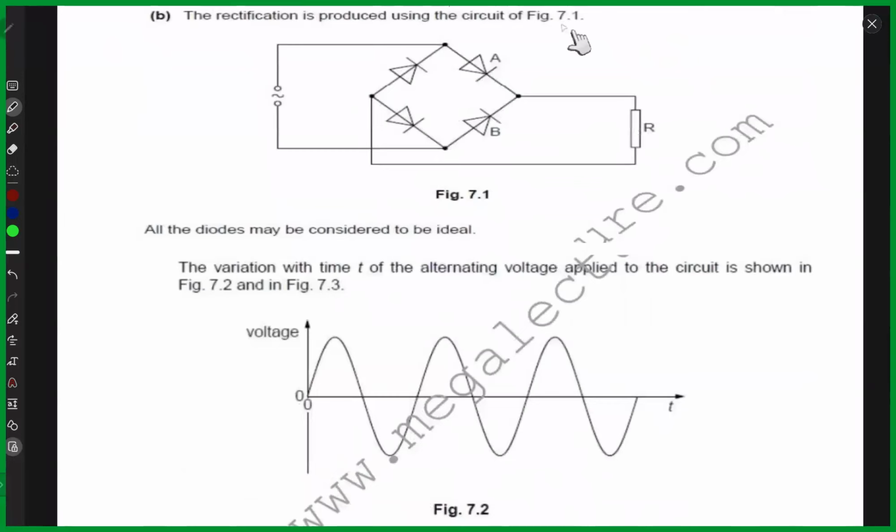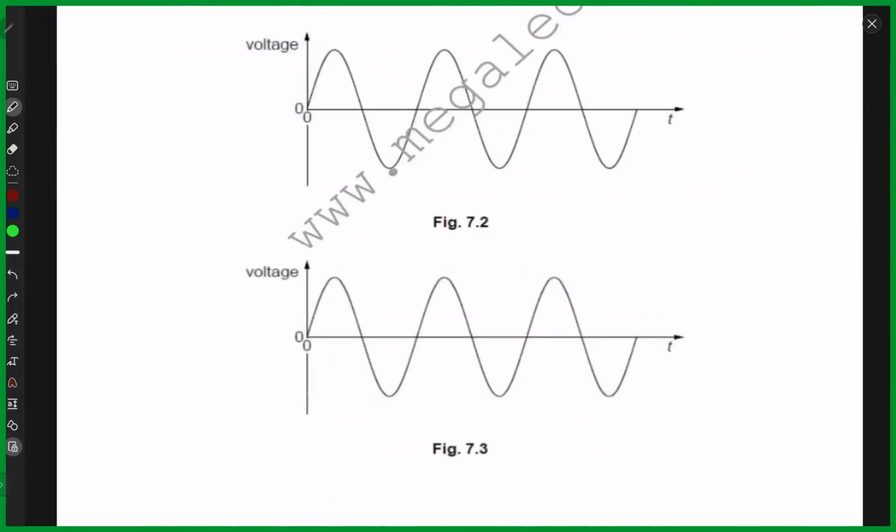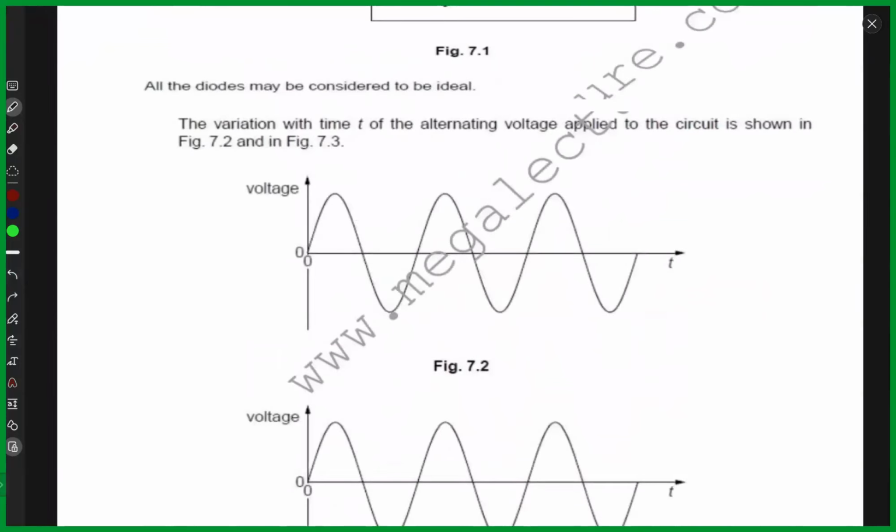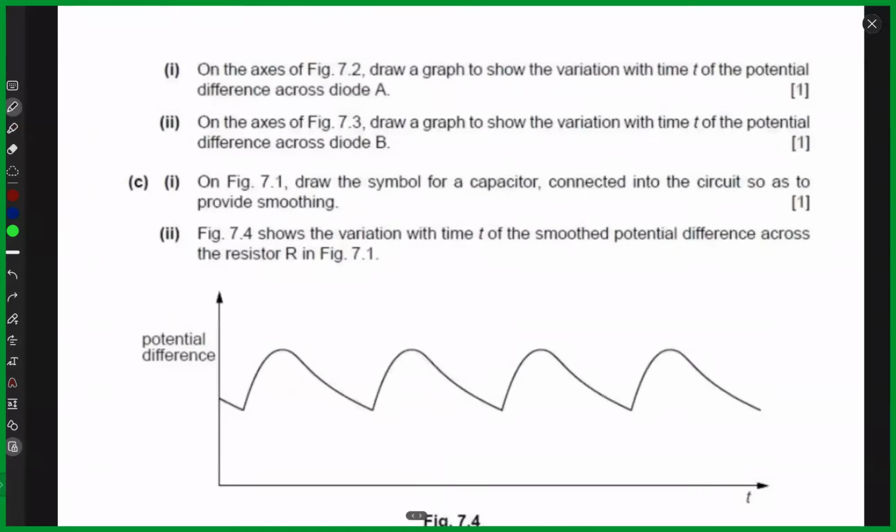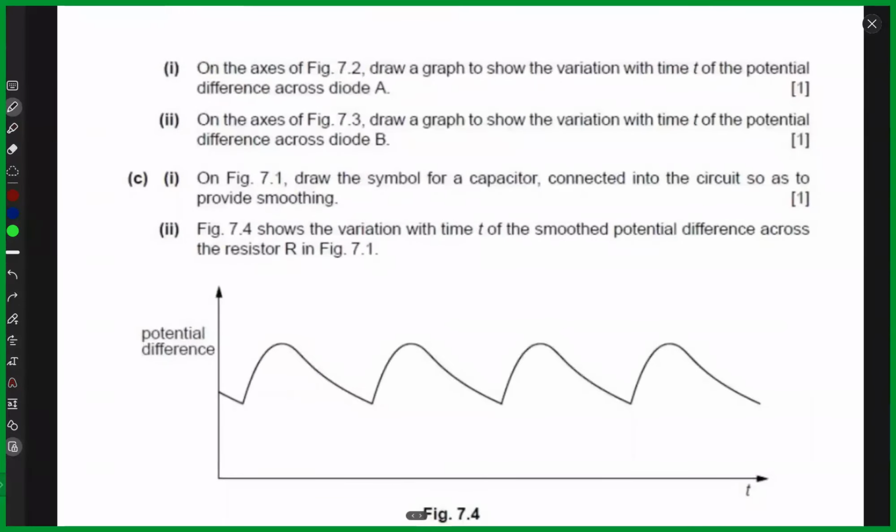The rectification is produced using this circuit. This is a bridge rectifier attached to a resistor, and here is the alternating current. All diodes may be considered to be ideal. The variation with time t of the alternating voltage applied to the circuit is shown before the rectification happens. This is the graph for the alternating current only, and they've given us two figures for that, because we have to draw on these figures separately.